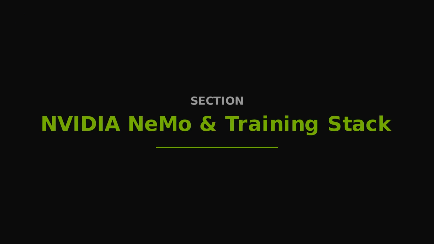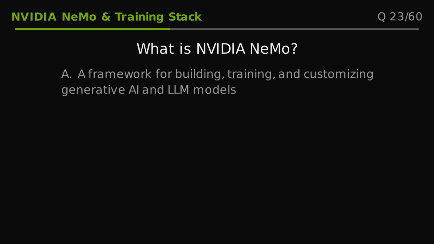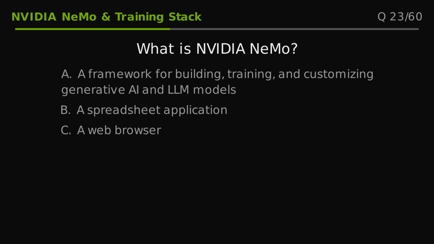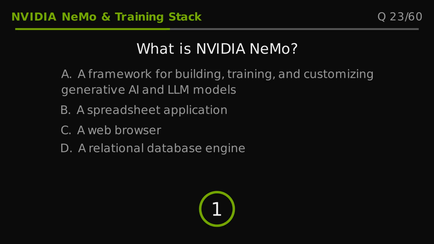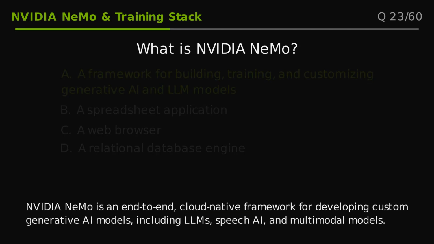Next section: NVIDIA and training stack. Question 23. What is NeMo? Option A: a framework for building, training, and customizing generative AI models. Option B: a spreadsheet application. Option C: a web browser. Option D: a relational database engine. The correct answer is A. NeMo is an end-to-end, cloud-native framework for developing custom generative AI models, including language, speech, and multimodal models.